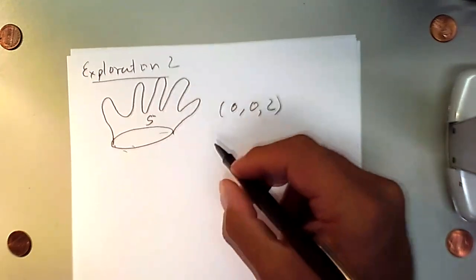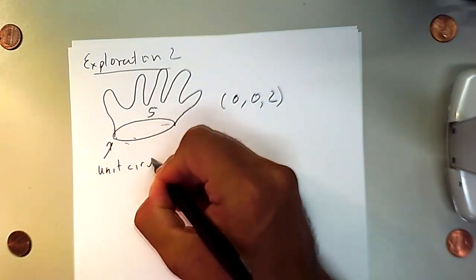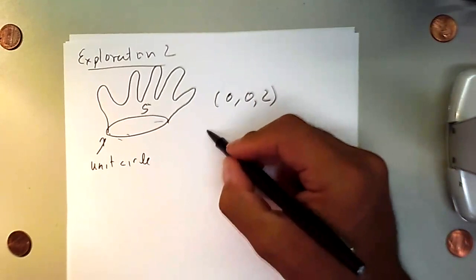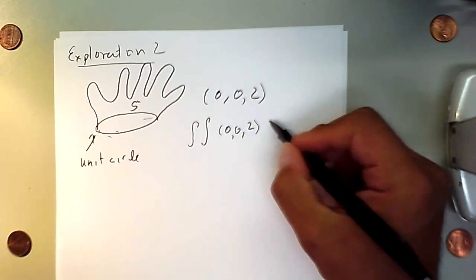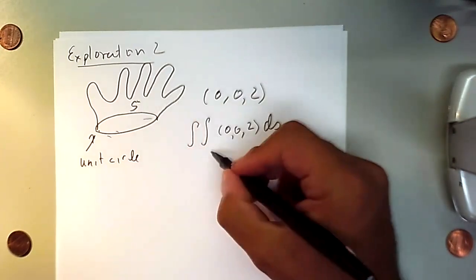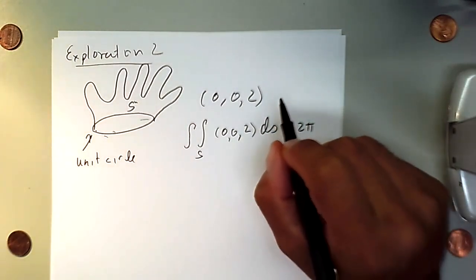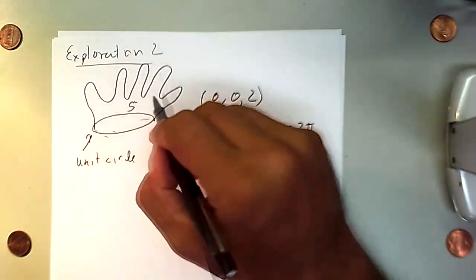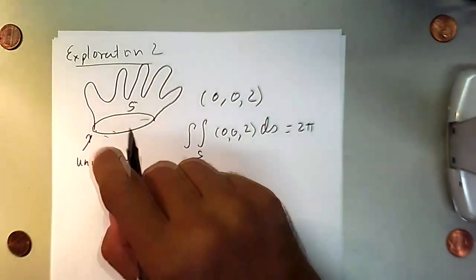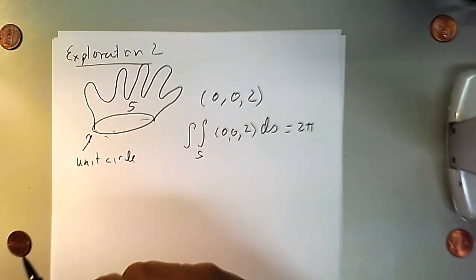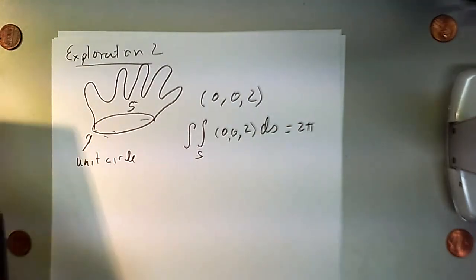So S, as long as this is the unit circle, and we have the same vector field, the double integral of 0, 0, 2 with respect to this surface S is going to be 2 pi. Yep. So because we did not take that into account, that's the beauty of Stokes' theorem. It doesn't matter what you have. You can have anything you want. So that was the second exploration.